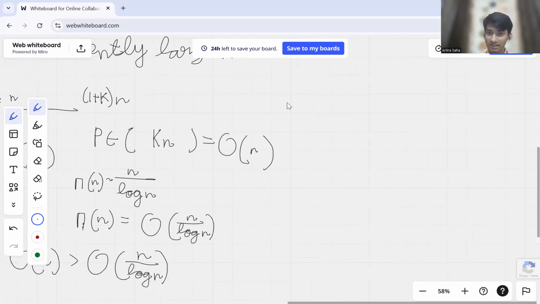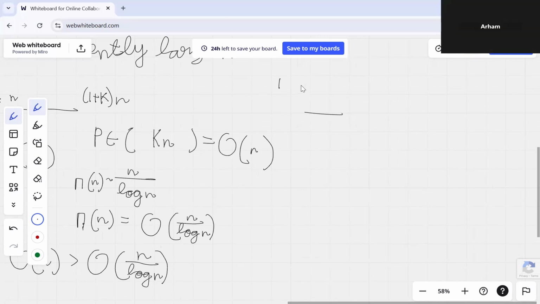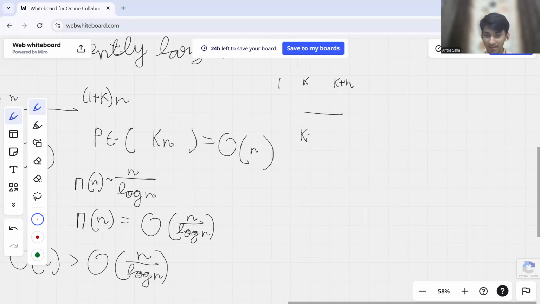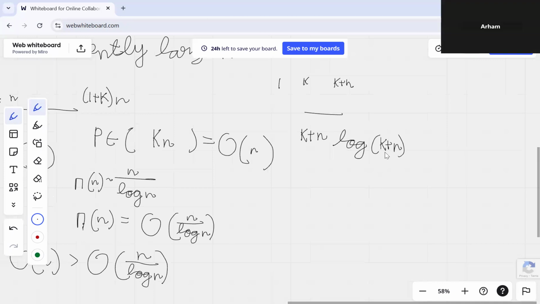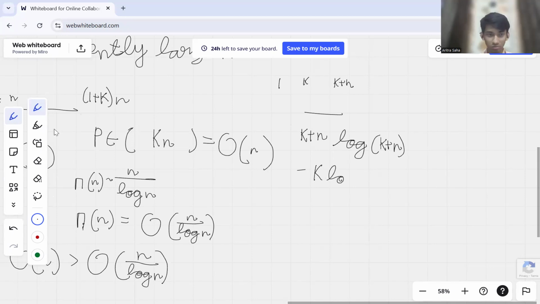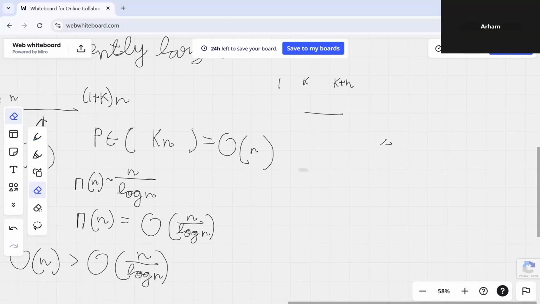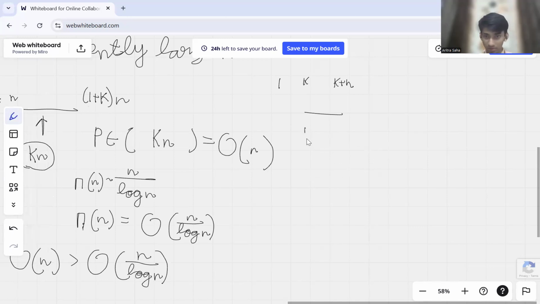No, what you can do is, if you have a range of n, say 1 to some k and then k plus n, this is like (k plus n) by log of (k plus n) minus k by log of k. Yeah, you should divide.